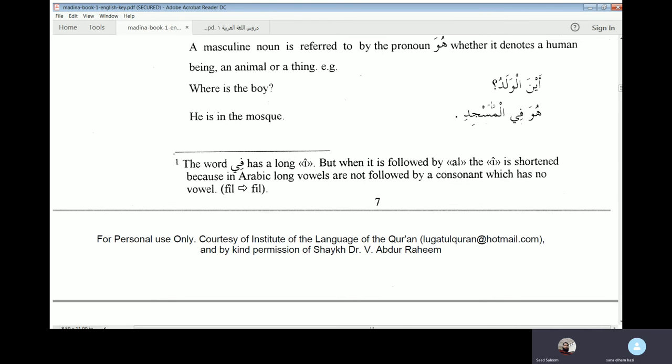So let's say, for example, if you say fil-masjidi, so fi baiti, right? Typically you say fi, which has a long kasra. Long madda also. Right.